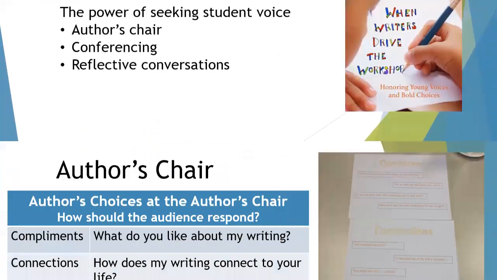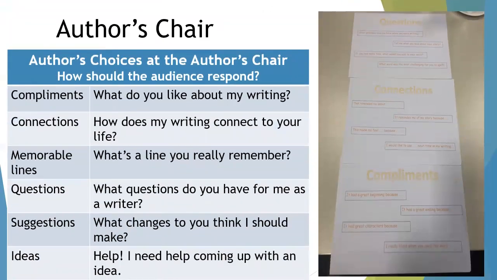Author's chair, just very quickly, is slightly different, as I mentioned in Essential Practice 6, slightly different to just having the author come and sit and share their work. Here, in his idea of the author's chair, it's the author's choices at the chair. How should the audience respond? So the child decides whether they would like a compliment or a connection, or they'd like someone to share a memorable line after they've read their work, or they might come with a question that they want others to help them with, or suggestions, or even ideas such as, I need help coming up with an idea, I'm not sure where to go to next.